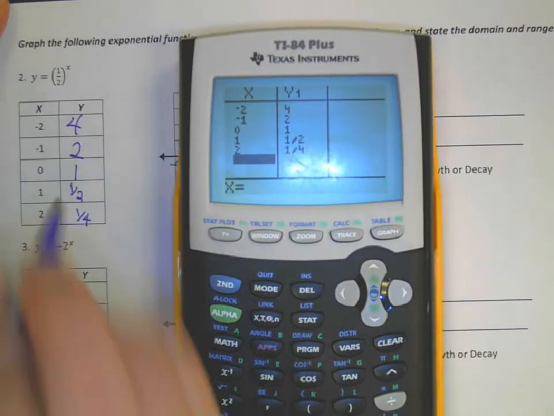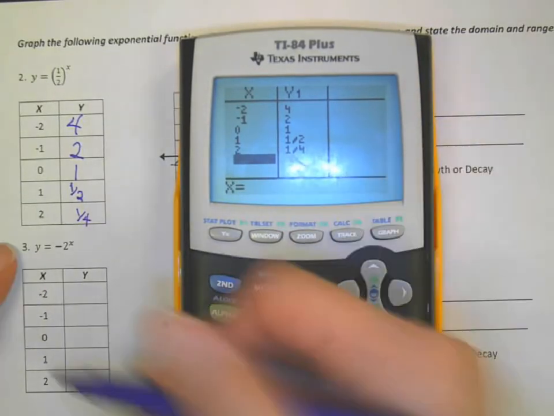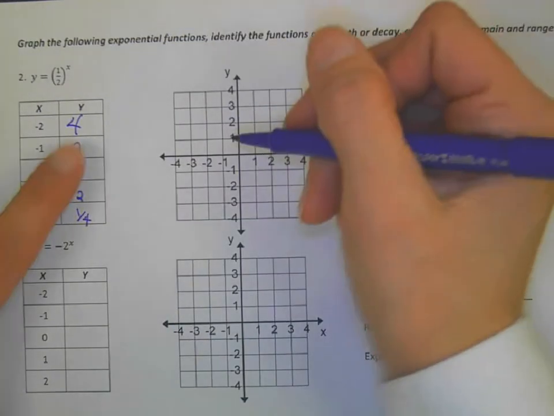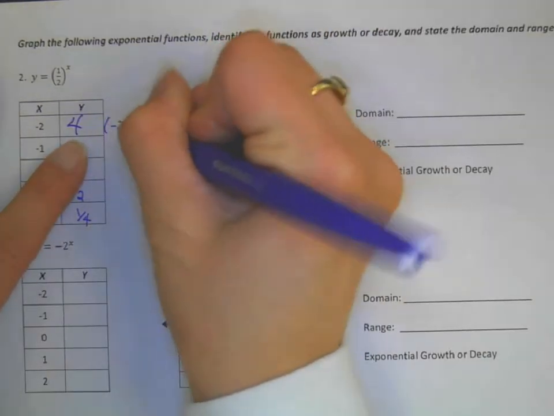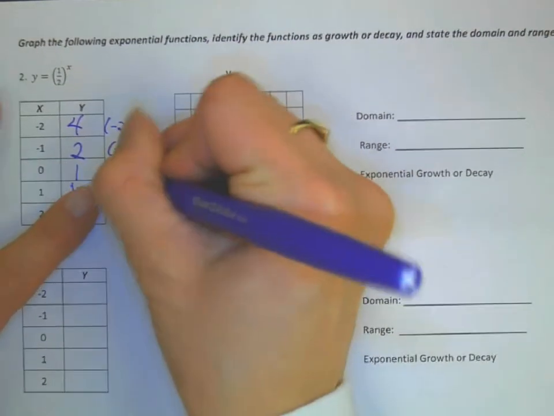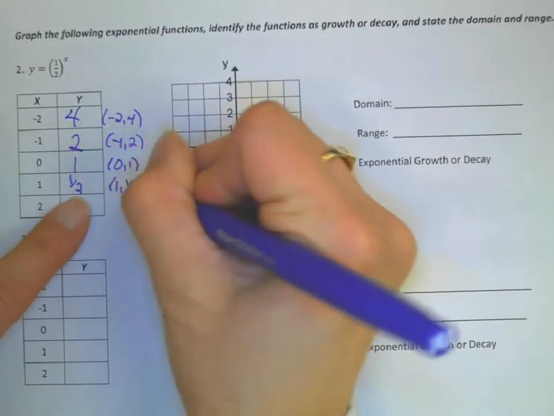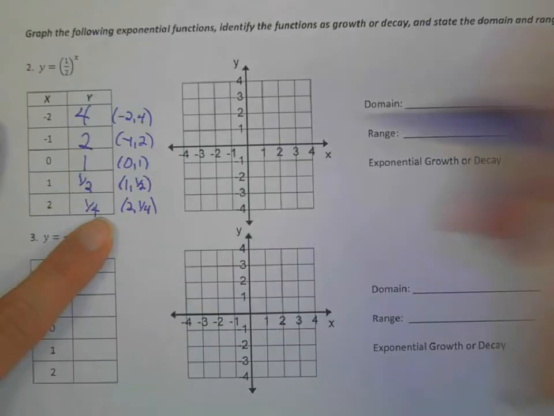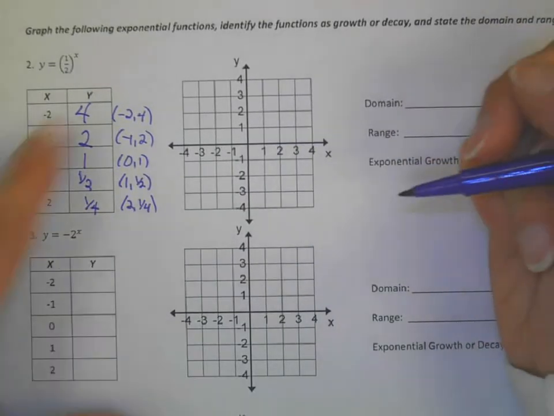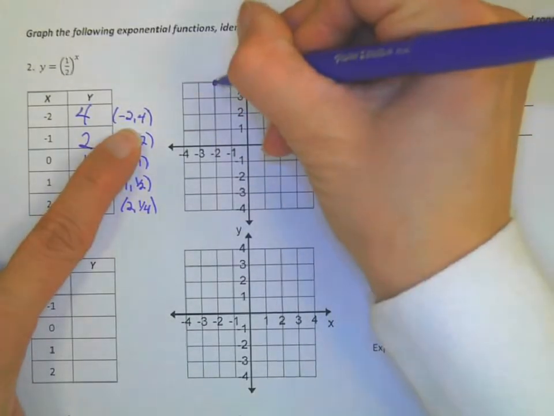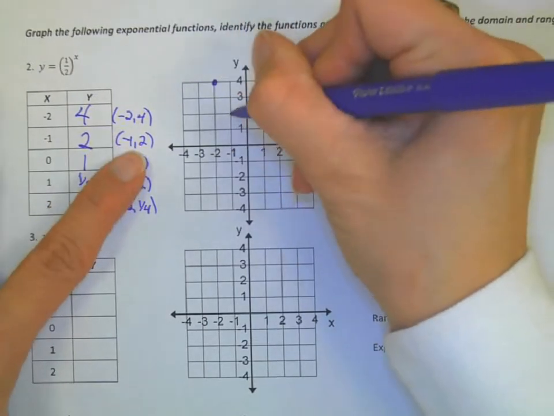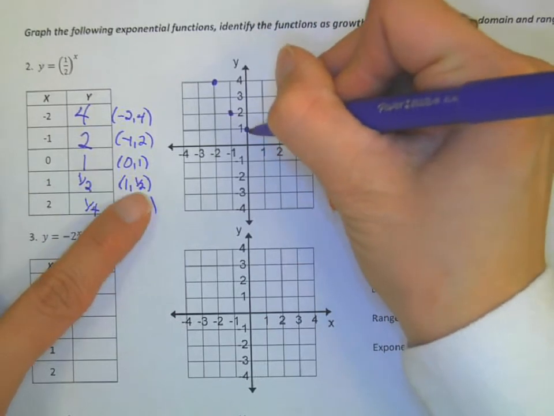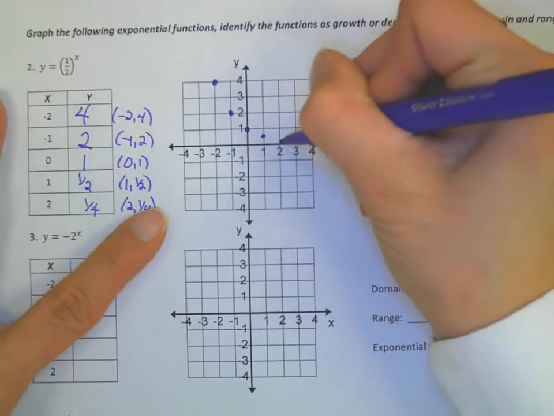Okay, that was certainly fast, and you're going to see how the next equation is even faster. All right, let's go ahead and graph this. The points that we're working with, -2, 4, -1, 2, 0, 1, 1, 1/2, 2, 1/4. Let's go graph these points to see what kind of exponential graph we get. 2 to the left, 4 up. Starts way up there. -1, 2. Ooh, values are coming down. 0, 1. Getting smaller. 1 is half of a box. 2 is 1/4 of a box.